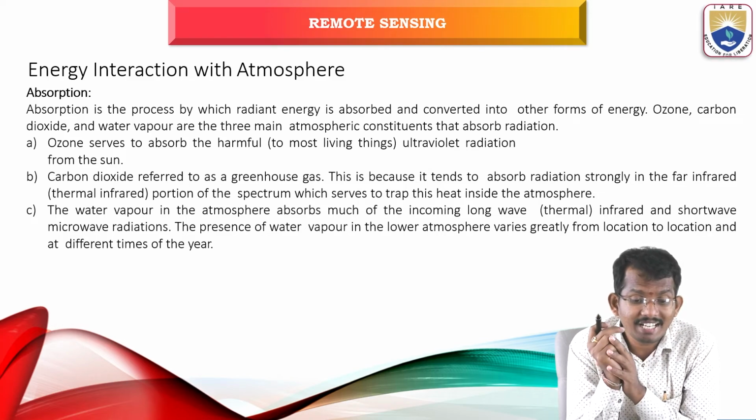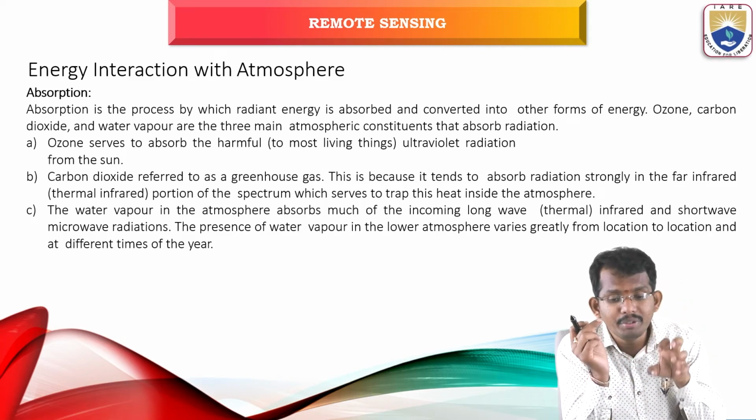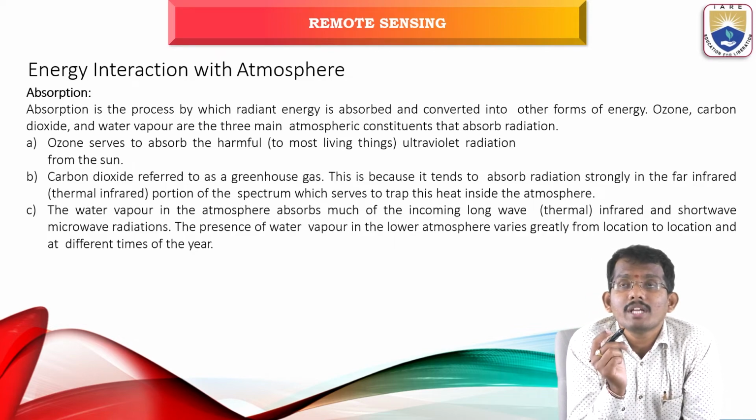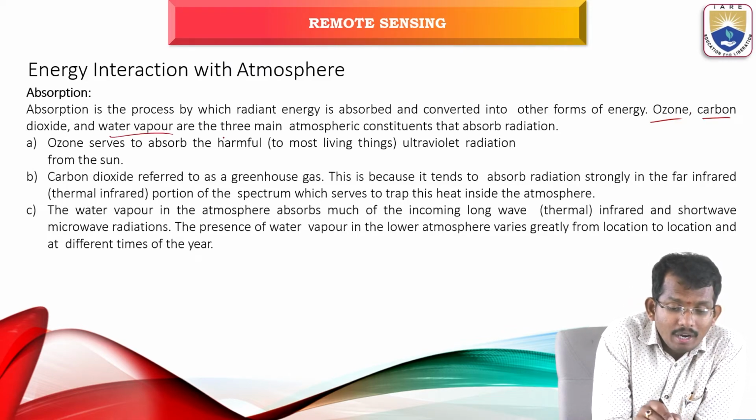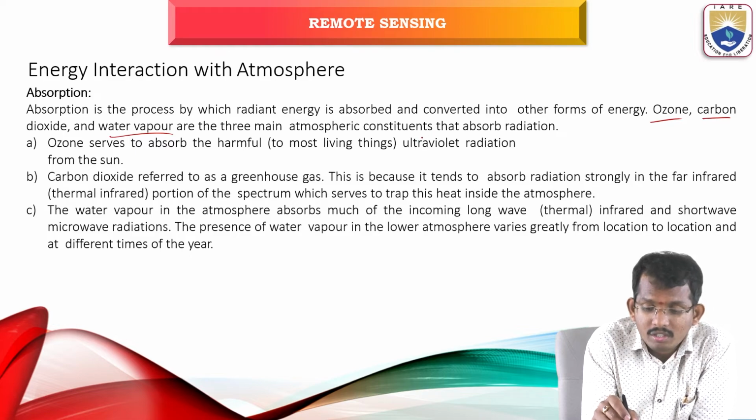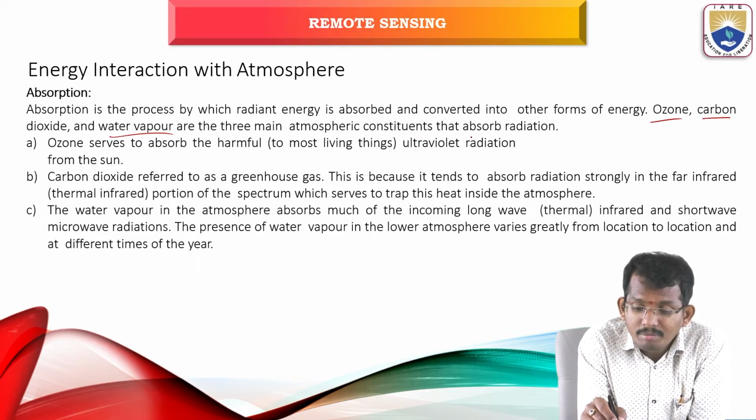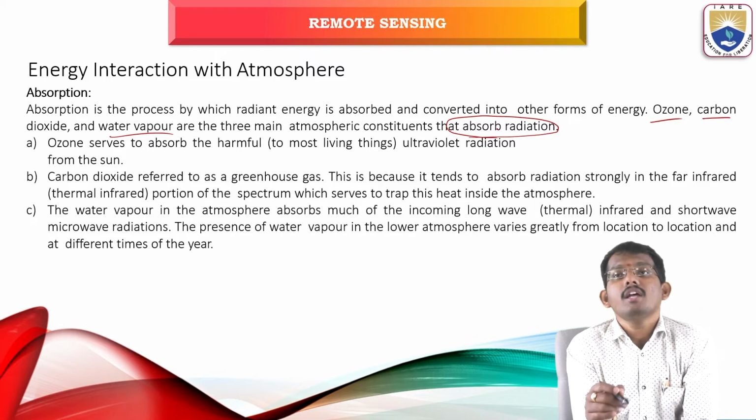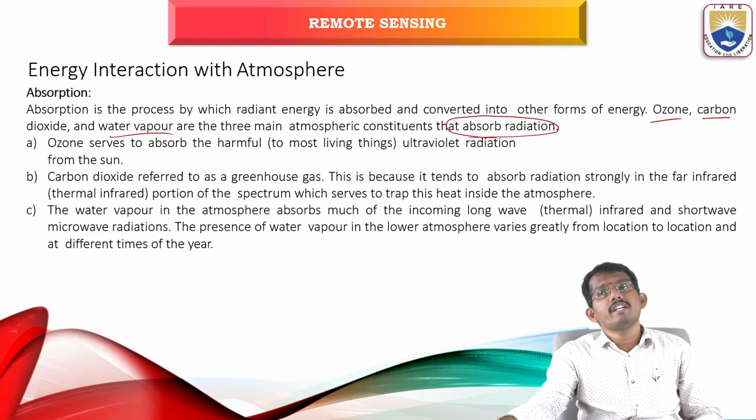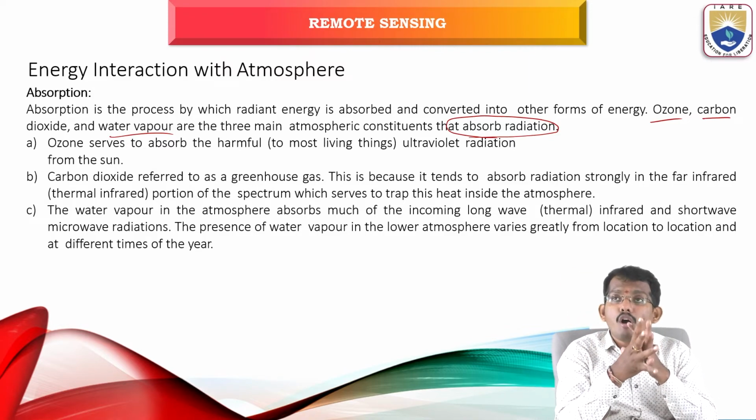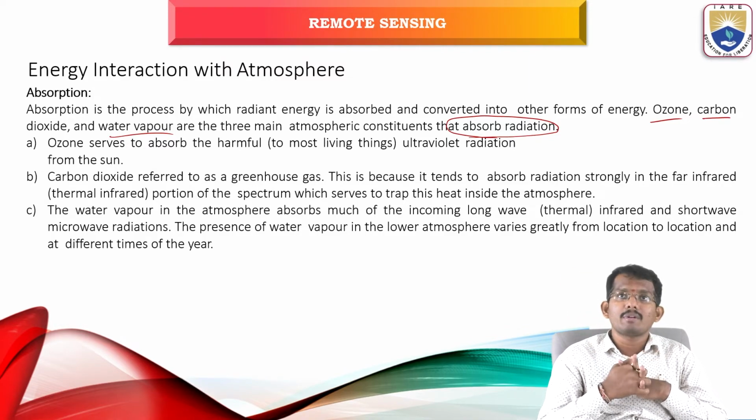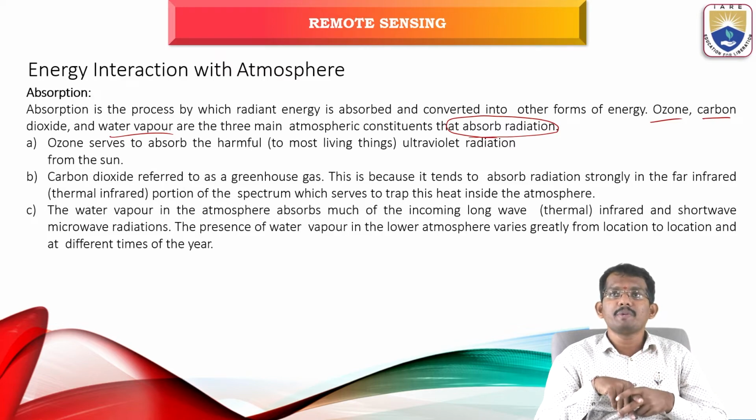Absorption is the process by which radiation energy is absorbed and converted into other forms of energy. Ozone, carbon dioxide, and water vapor are the three main atmospheric constituents that absorb the radiation. Radiation here is nothing but UV rays, or other rays emitted from the sunlight. These are absorbed by the ozone, carbon dioxide, and water vapor.